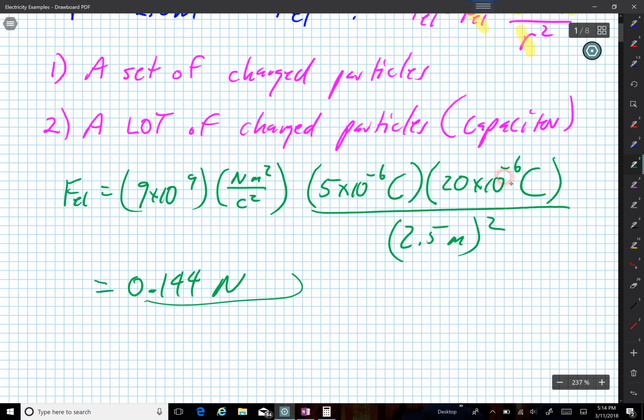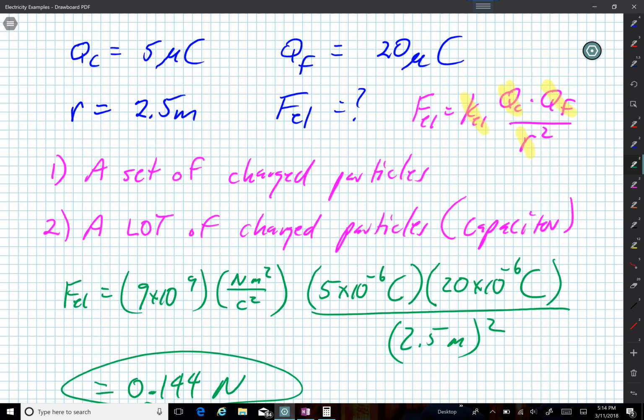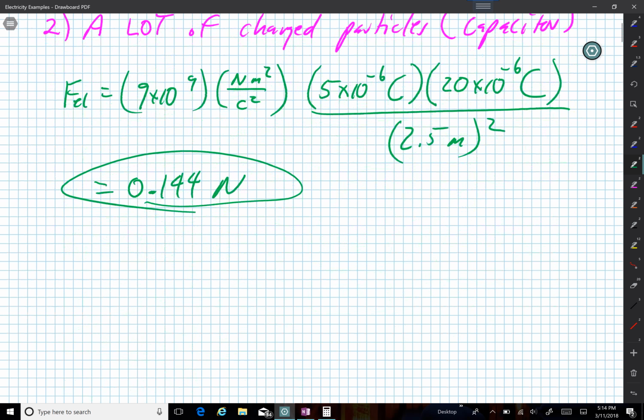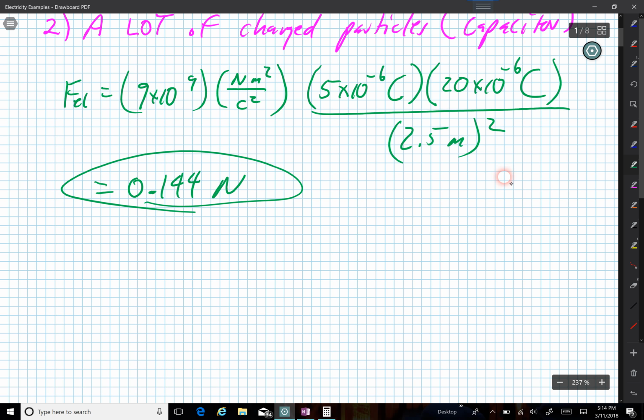All right. So there's a simple example of using Coulomb's law. Okay. Now, let's just build on this problem. Let's just ask the question now. And let me make a diagram here. So here's QC. And here's QF. And the distance between them is R.